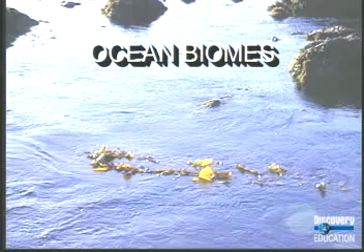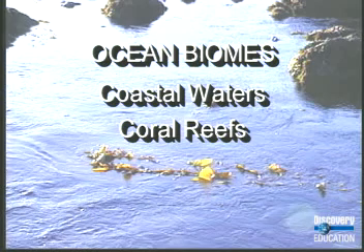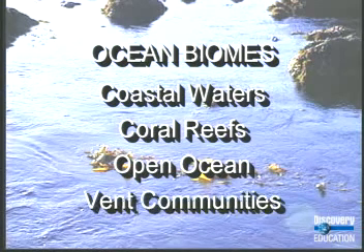In addition to the land biomes, the Earth is also home to different aquatic biomes. There are two main types of aquatic biomes, marine and freshwater. Ocean marine biomes cover nearly 71% of the Earth's surface. There are four major types of ocean biomes: coastal waters, coral reefs, open ocean, and vent communities. The coastal waters surrounding the continents have a tremendous variety of plant and animal life. The shallow waters allow them to get sunlight, and freshwater runoff from the land brings many nutrients into the coastal seawater.